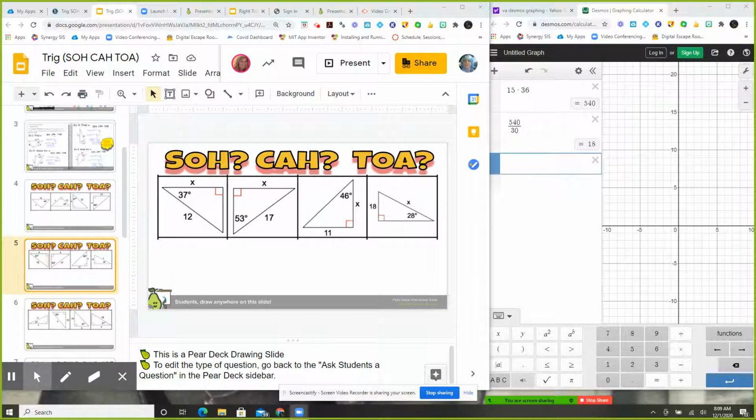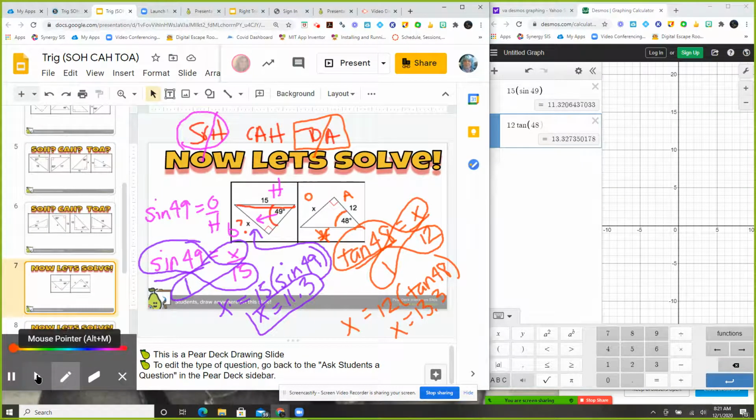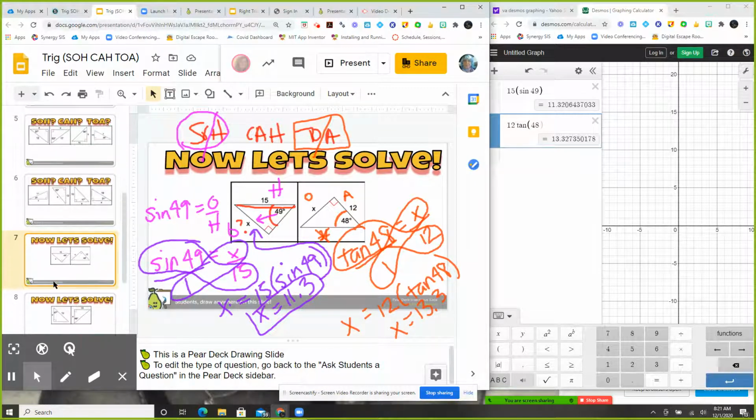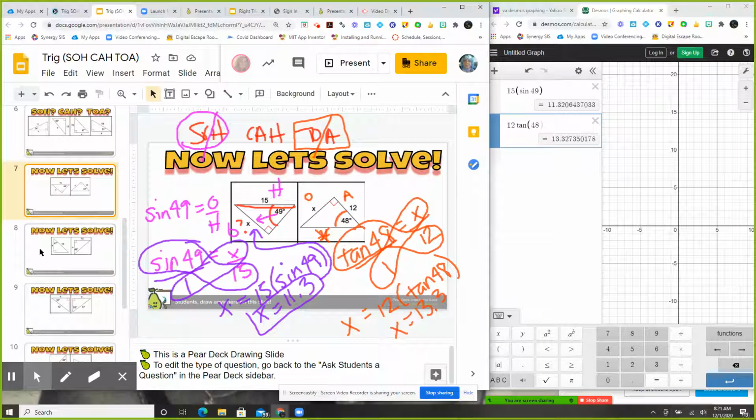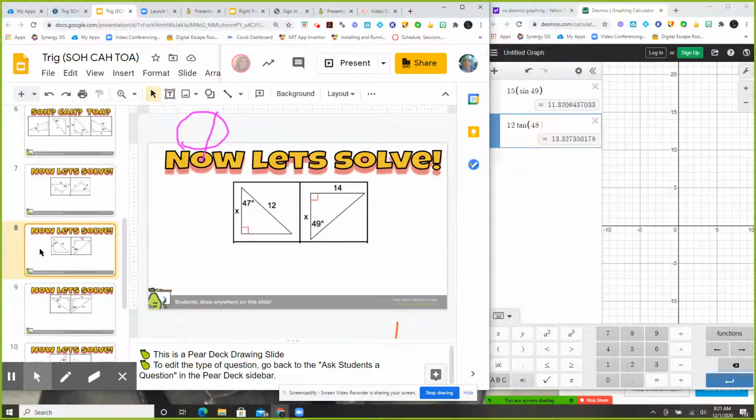I'm on slide 5. What is the 12? Is that the O, the A, or the H? H. We're going to do a couple more together to make sure you have the pattern, and then I'm going to let you do a couple on your own and see how we do. If you meet me on slide 8, let me know if I'm going too fast, by the way, because I do have a tendency to do that.